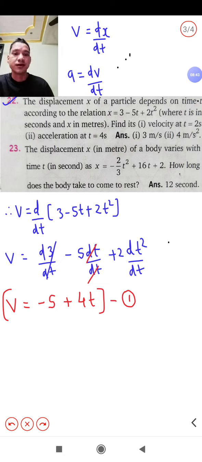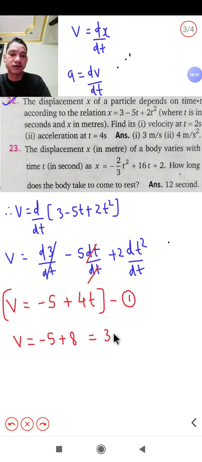Now we need to find out velocity at t is equal to 2 seconds. So if I put the value t is equal to 2 seconds here, it will be like 4 into 2, 8, and this will be 3 meter per second, right? So this is the expression for velocity.